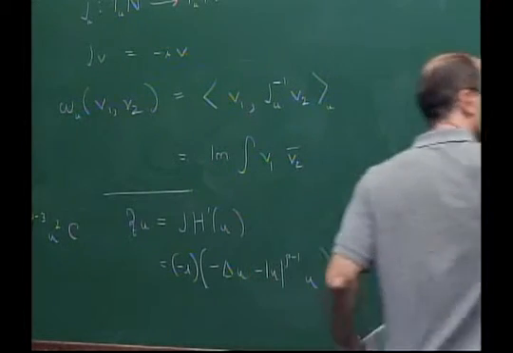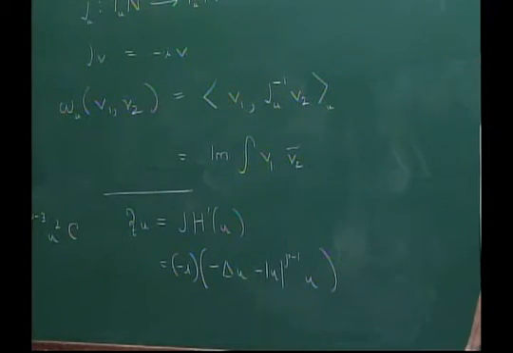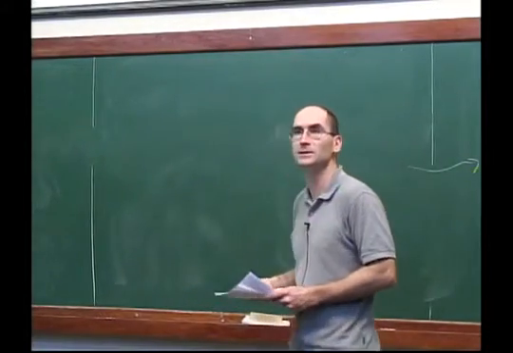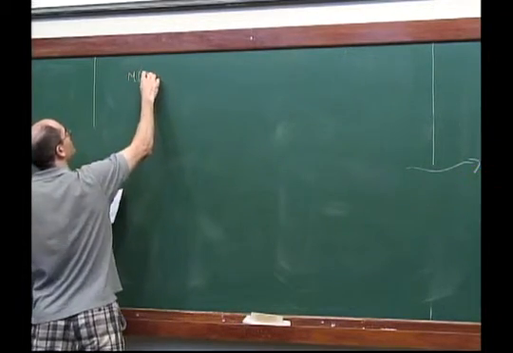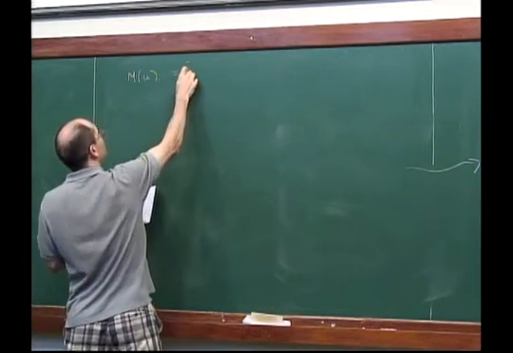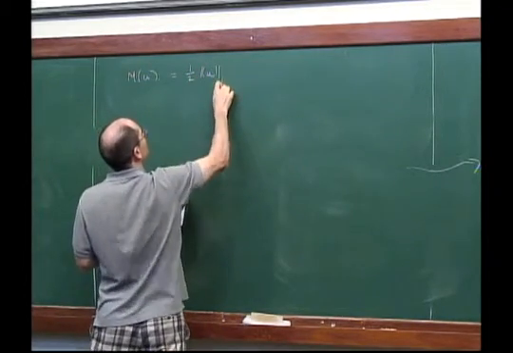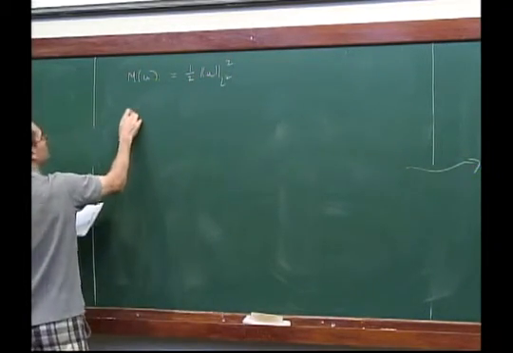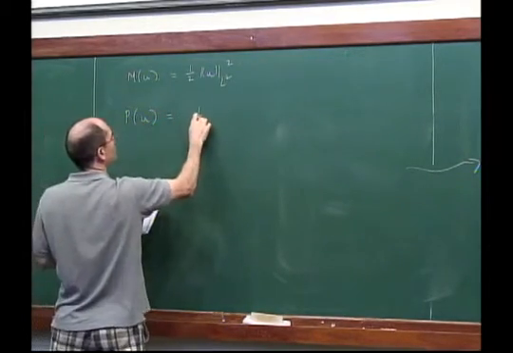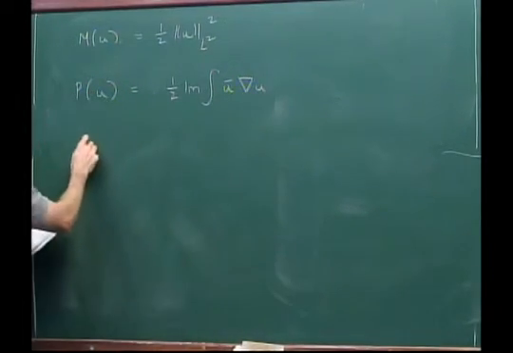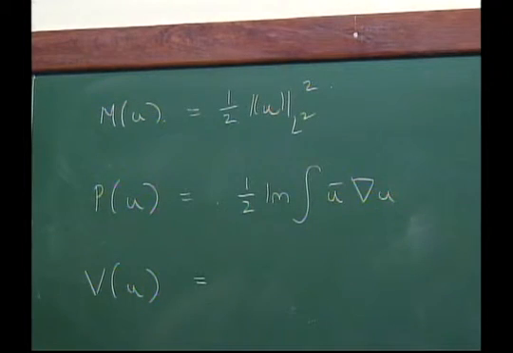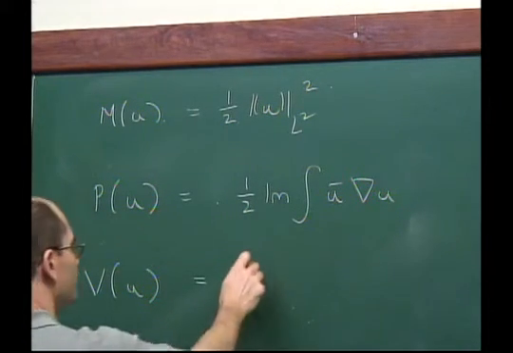So while we're at it, mention that H is not the only Hamiltonian that's involved in the analysis of NLS, because there are conserved quantities. So there are other Hamiltonians. So you can take M, not the profile manifold, I'm using M for mass, 1/2 u L2 squared, P, the momentum, and something I denote V for virial functional.